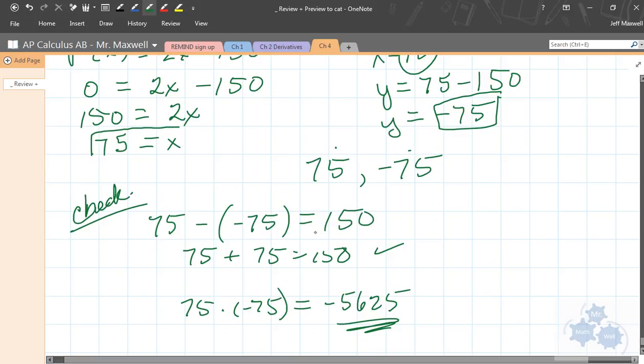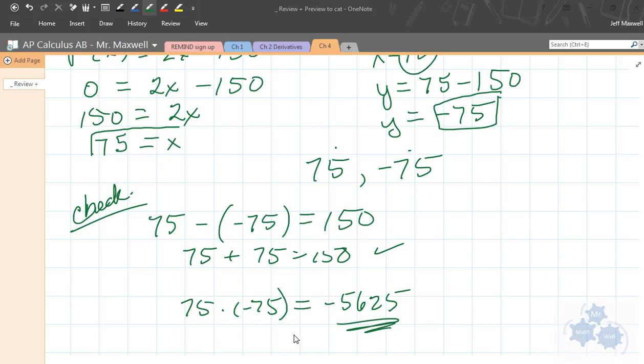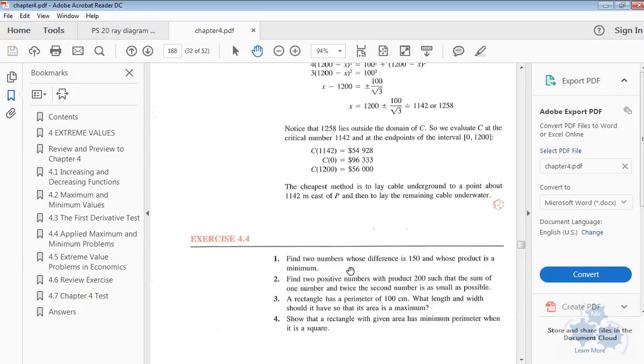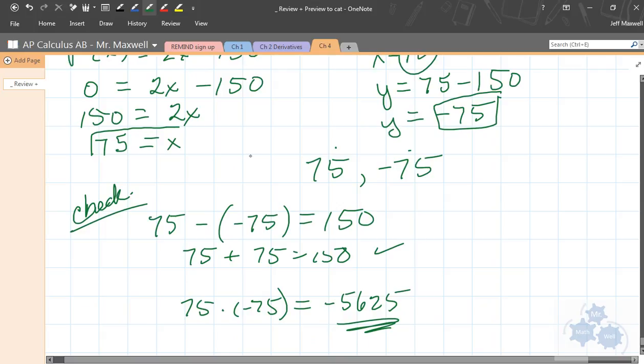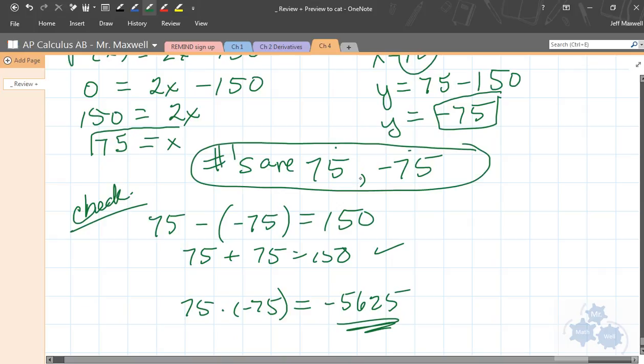Okay. So the question says, find two numbers. So your answer has to be, the numbers are 75 and negative 75. That's your answer. That's 4.4, number 1.